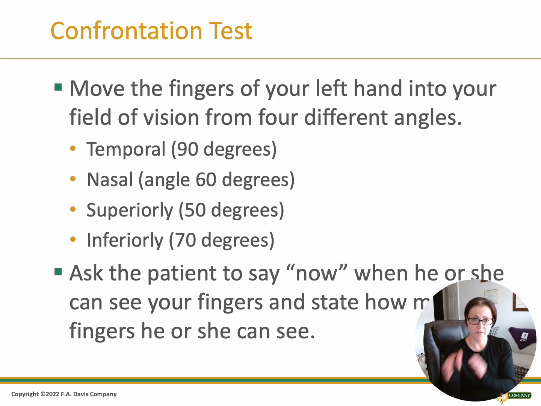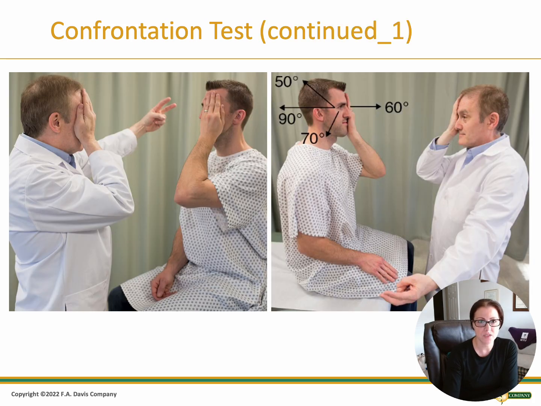As you're having them do that, you're moving the fingers of your left hand into the field of vision from 4 angles, and you're asking them when they see the fingers that you're pointing to. And the time that they say, "Now I see it," should match up with when you see it, unless you, of course, have peripheral visual field impairment. So here's just a picture of what this should look like.